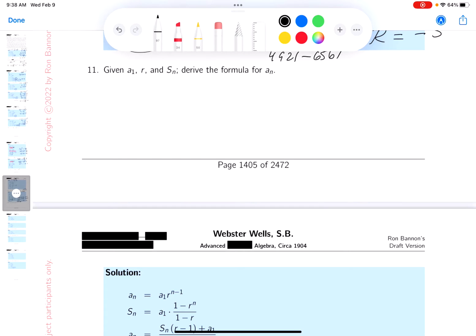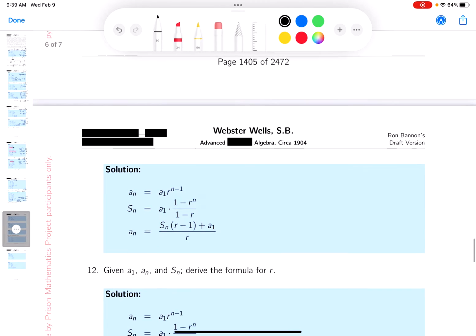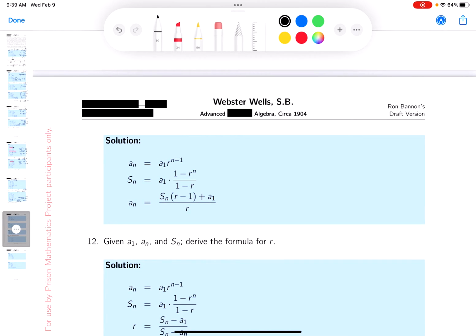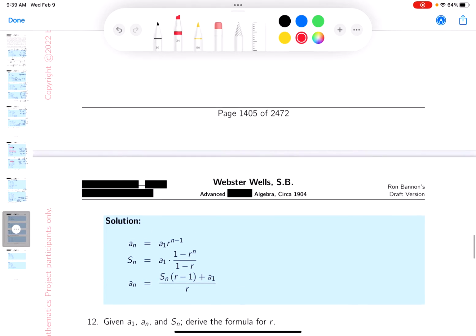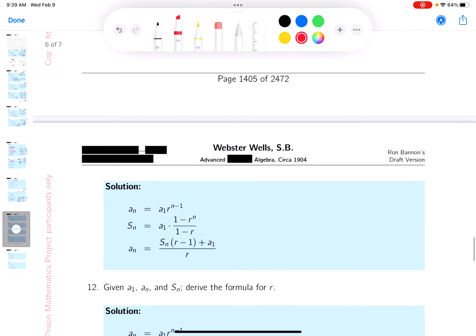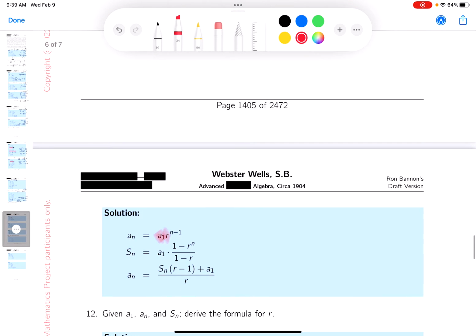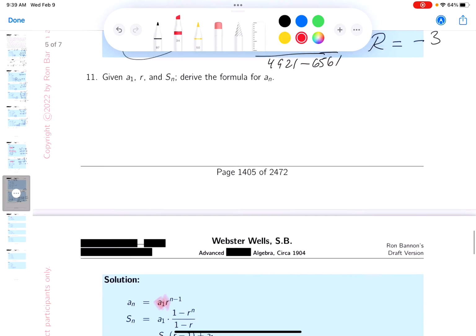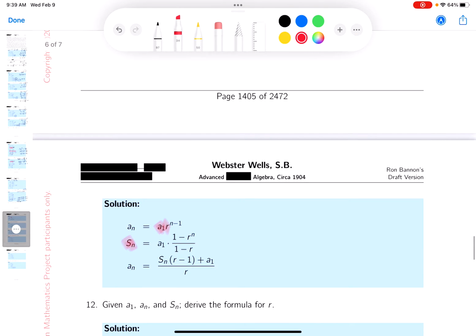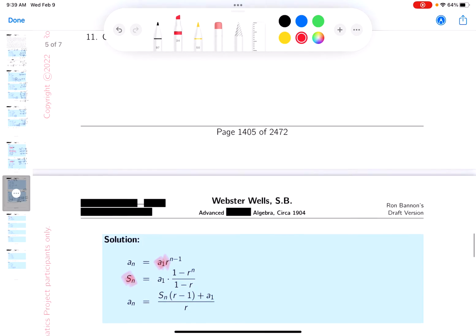All right, this one says you're given something. So these are given. A1 is given, R is given, and Sn is given. And they say derive a formula for An. This is more abstract, by the way. What I mean by abstract is they tell me, and I want to point out again, what are the givens. The givens are A1, R, and Sn. These are the givens.